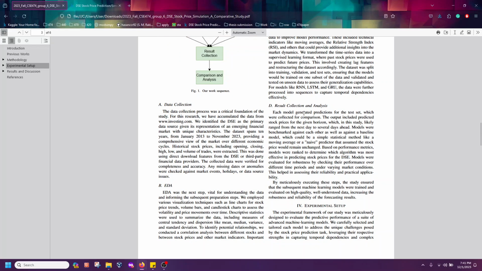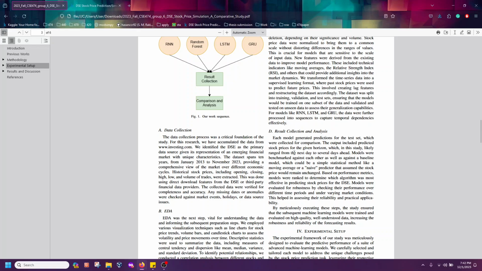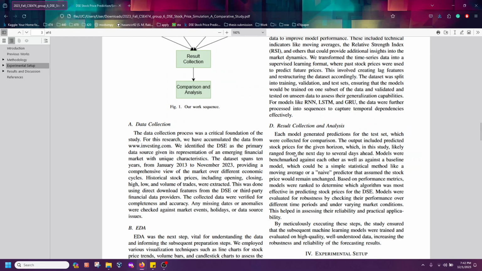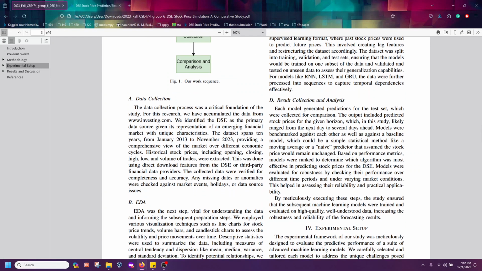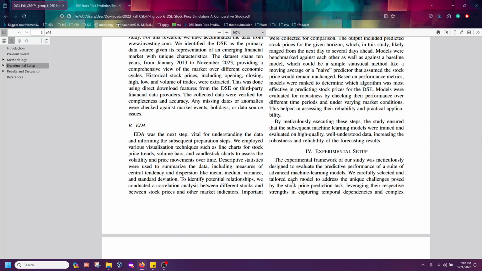Each model we have used, which are RNN, random forest, LSTM, and GRU, generates predictions for the test set, which were collected for comparison. The output included predicted stock prices for the given horizon, which in this study likely ranges from the next day to several days ahead. By meticulously executing these steps, the study ensured that the subsequent machine learning models were trained and evaluated on high quality, well understood data, increasing the robustness and reliability of the forecasting results.